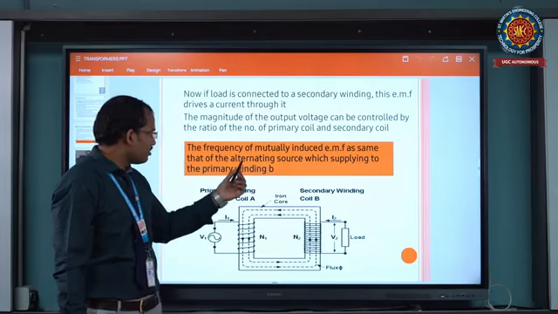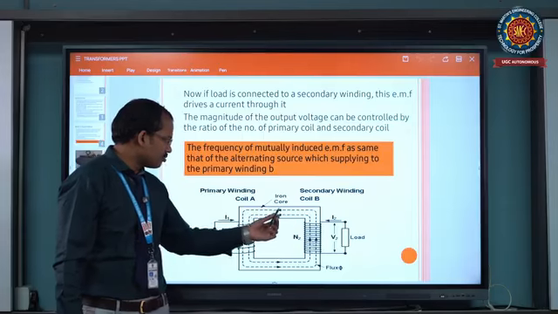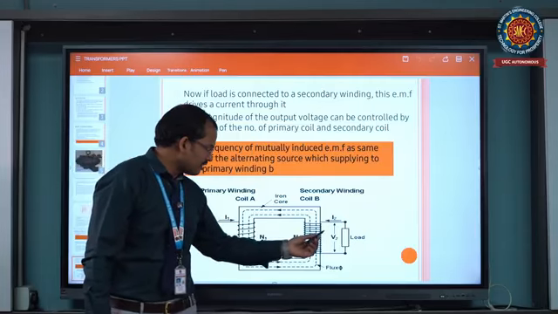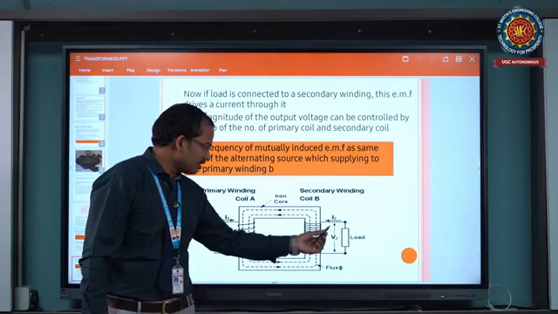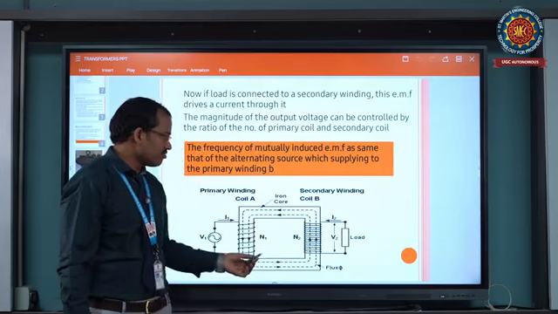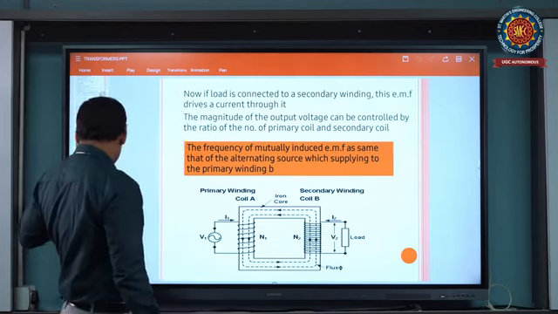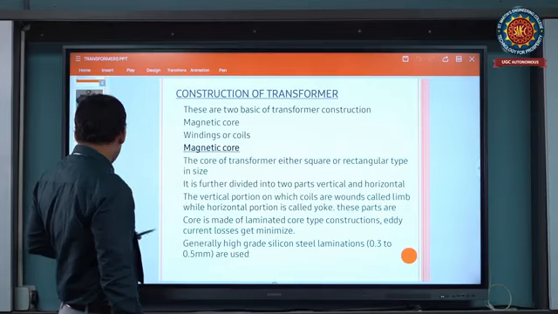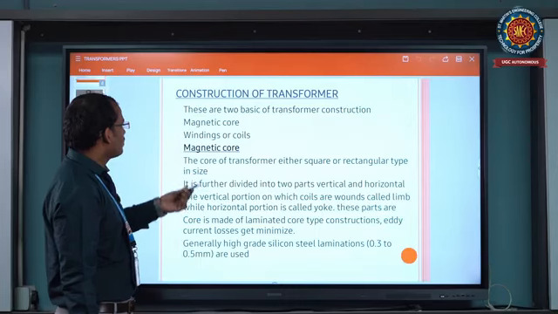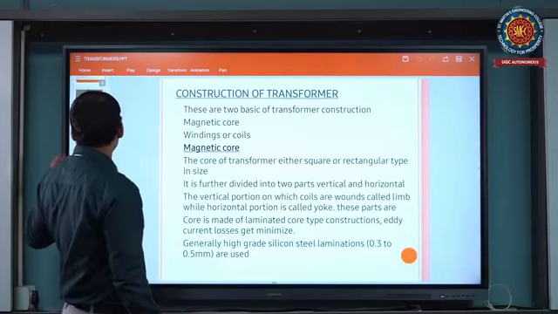By the mutual induction principle, the flux from the primary is connected to the secondary side. The secondary side cuts the EMF, and then the secondary side is connected to the load. For this load, single phase transformers are always used for domestic purposes. So this is the next diagram, the construction of the transformer: majorly the magnetic core and windings or coils.